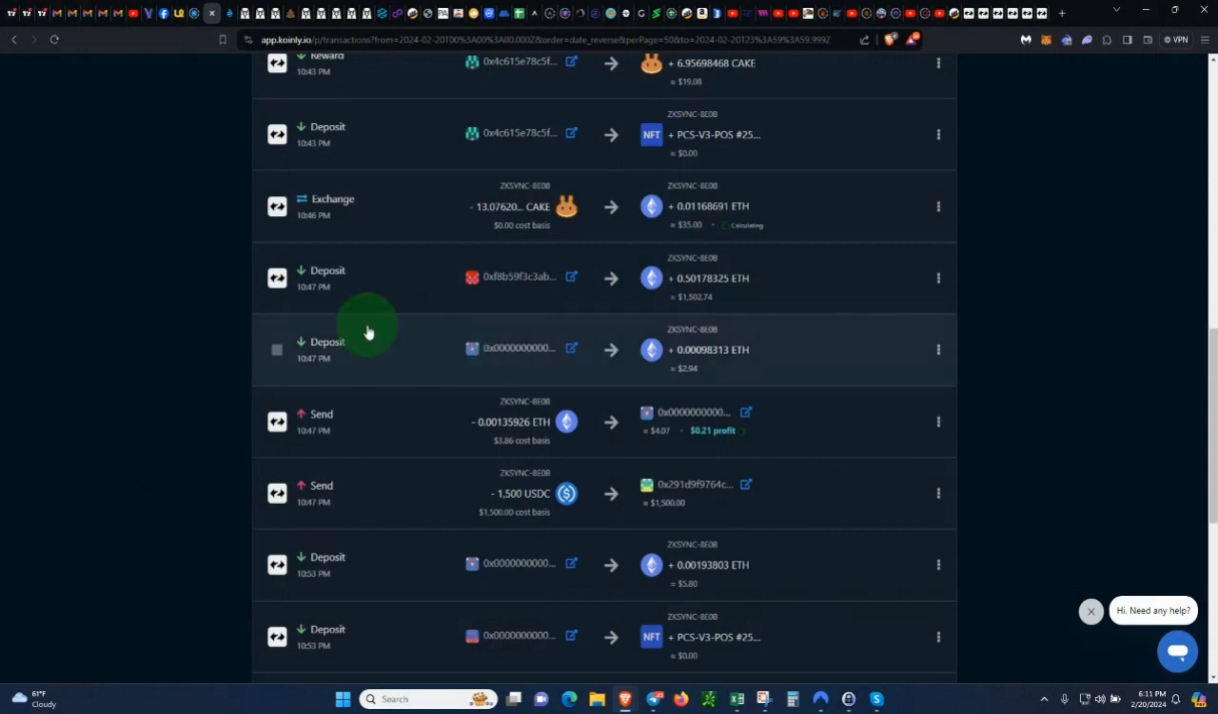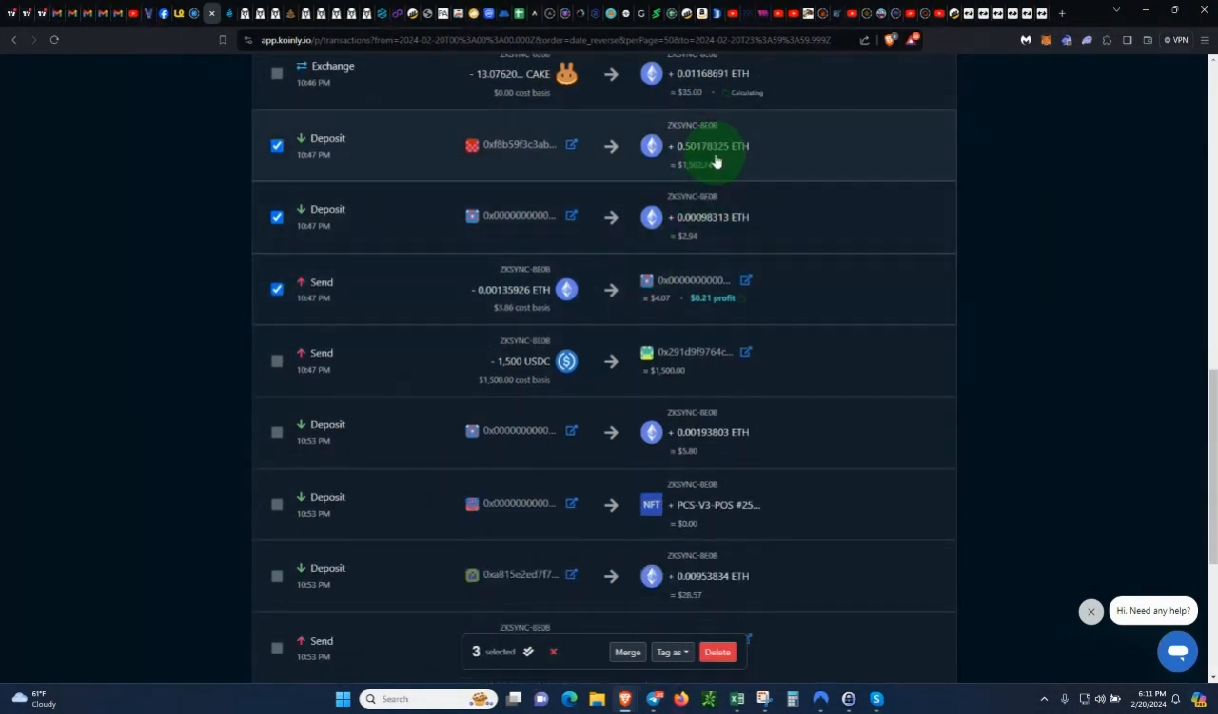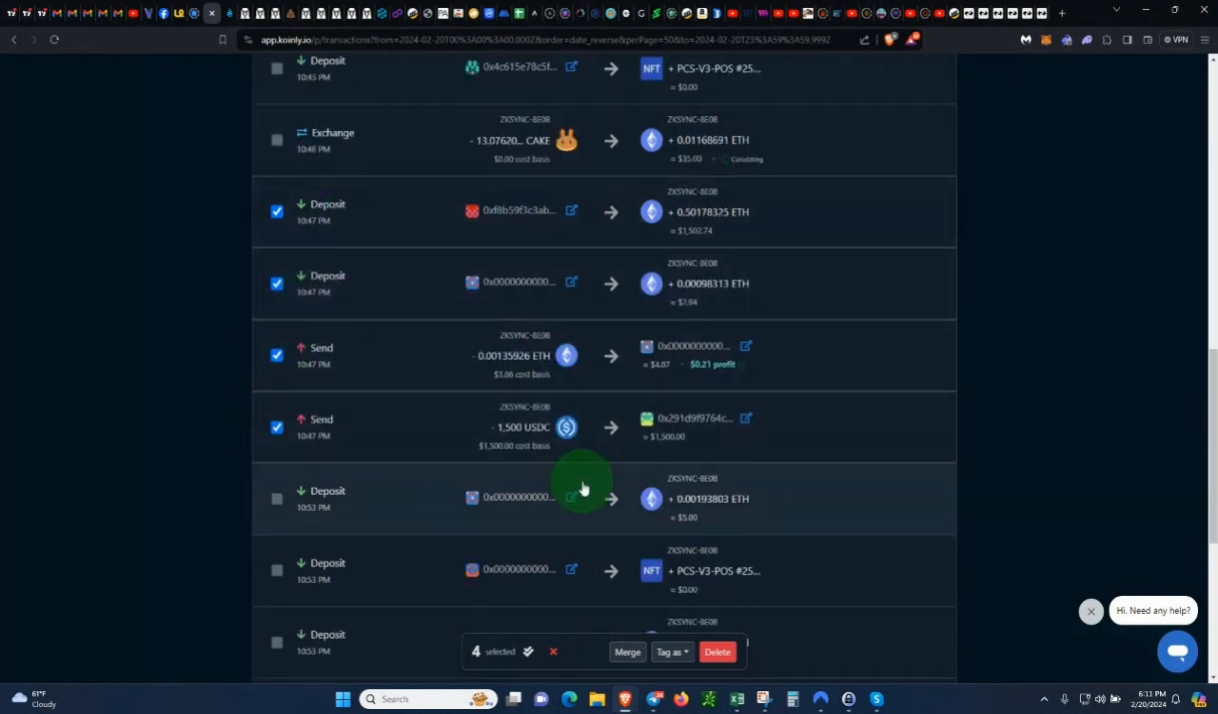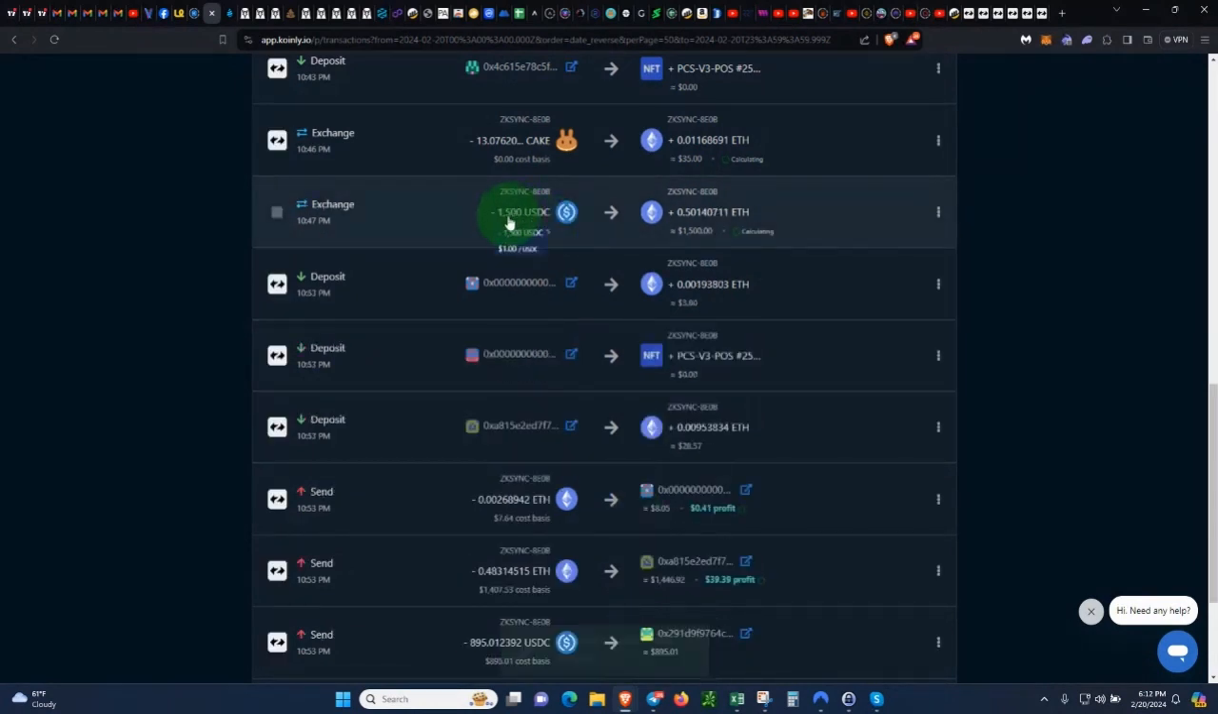So I had to swap some USDC for ETH. And again, there's a gas fee, there's the ETH that I received, there's some fee refunds. I'm just going to lump everything together. In this case, 4 transactions, merge that all together. And here we see I traded 1,500 USDC for ETH.